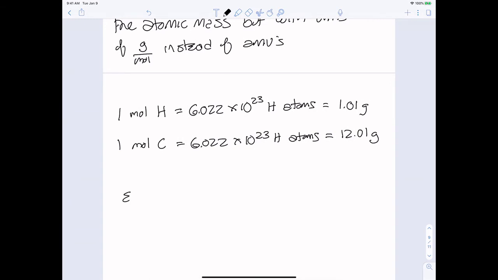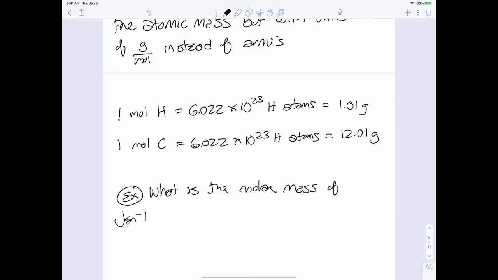Let's do my cat. That's always fun. At least fun for me, maybe not fun for you. So we're going to say, what is the molar mass, this always makes me giggle a little bit, of Jen's cat Lizzie. We're going to have to do some unit conversions in this problem too.